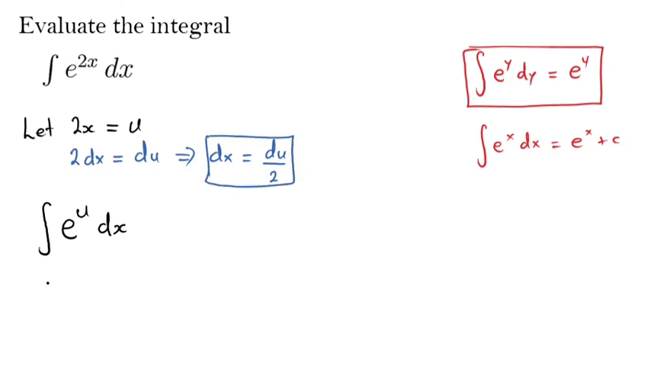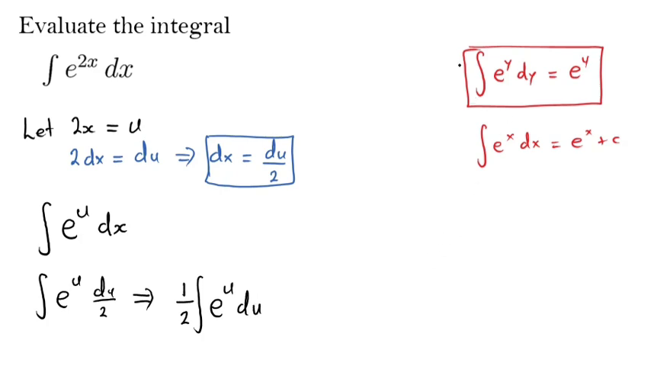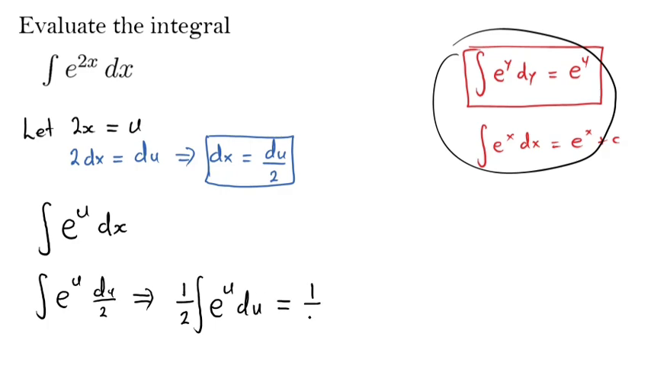So I'll say the integral of e to the u, replacing dx with du over 2. That 2 that you see there can go outside the integral, so that I only remain with e to the u with respect to u. Now I have this result here because I have u as a power of e and du. So this will result in half. The integral of e to the u with respect to u is simply e to the u. Then I have to add the constant of integration c.